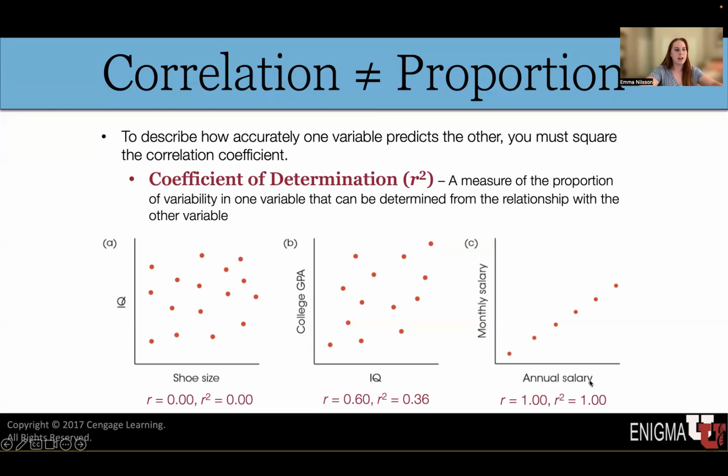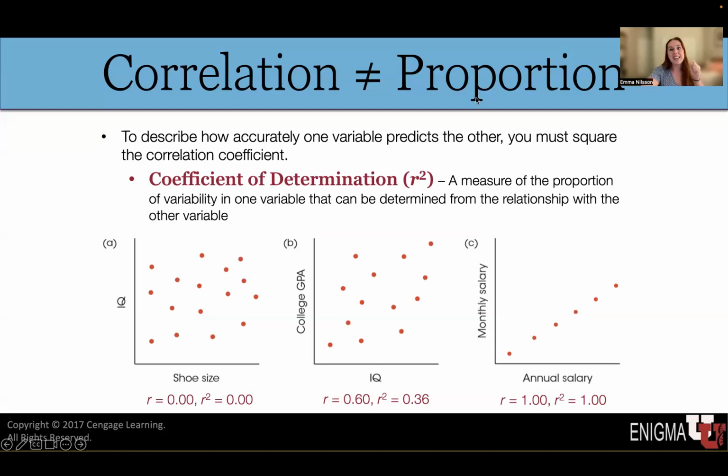In this last example here, we show a perfect linear relationship of 1, which means that our coefficient of determination is also 1. This is between annual salary and monthly salary. So what that means is if you know a person's annual salary, you can predict the person's monthly salary with perfect accuracy and vice versa. In other words, if two people have completely different annual salaries, the difference can be completely explained 100% by the difference in their monthly salaries as well.